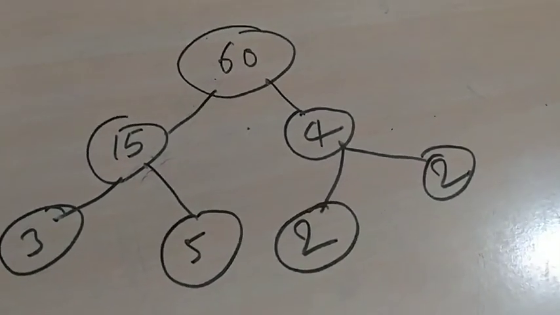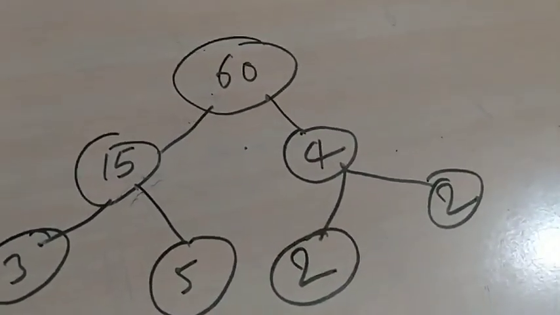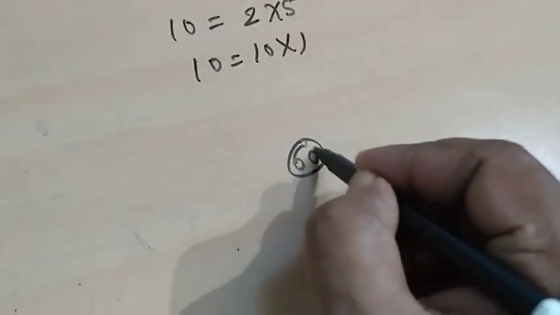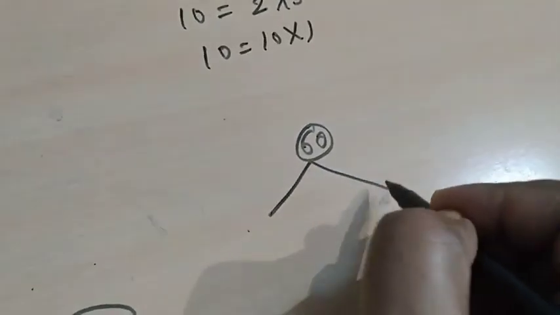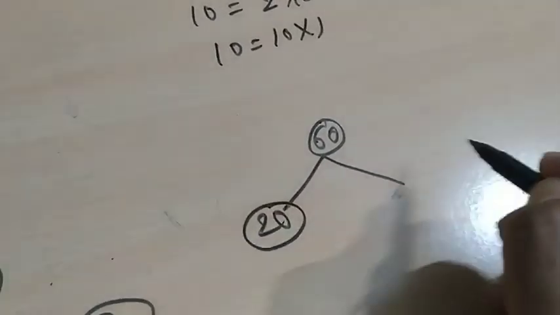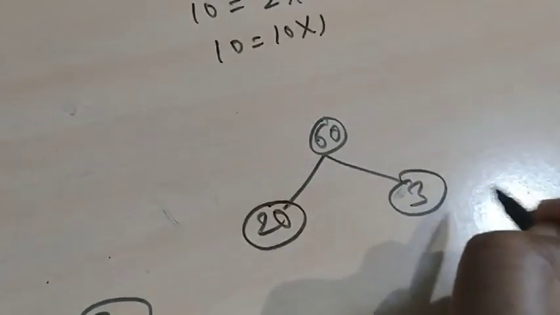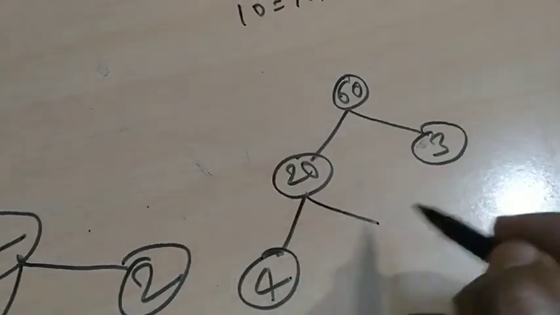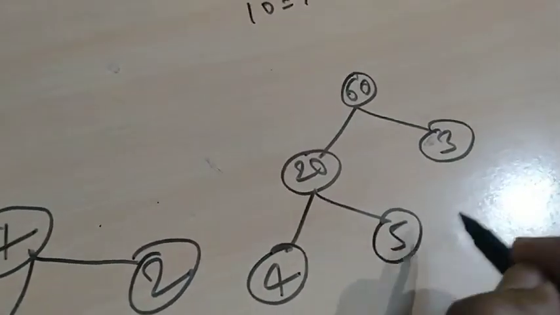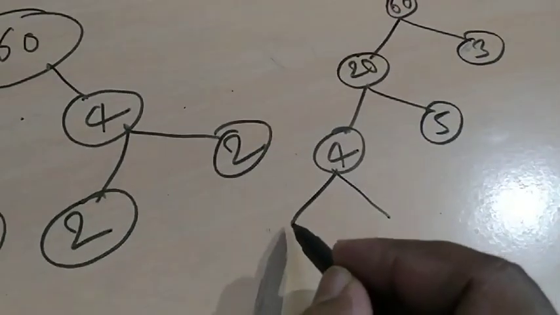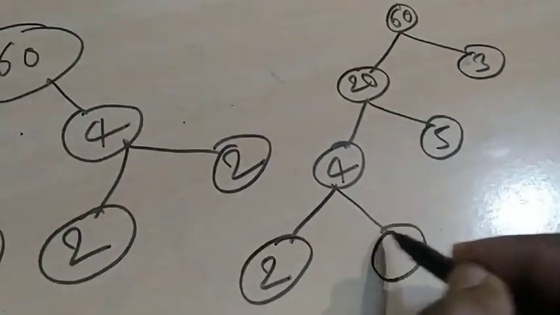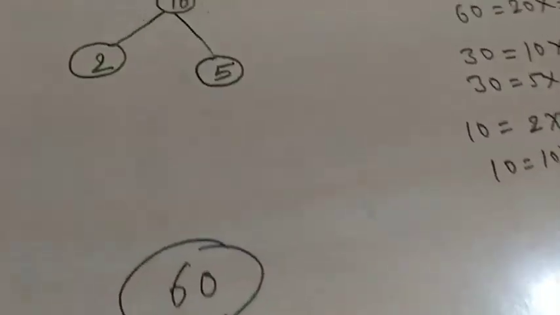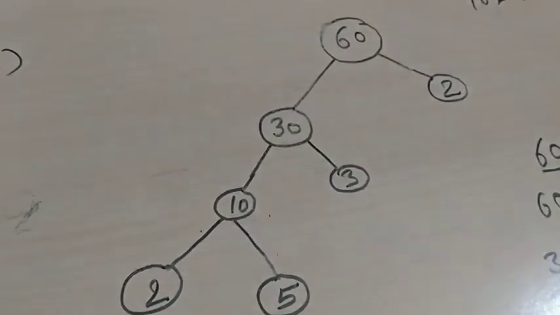Okay, if you want to break another way, you can see like here, this is 60, break it in the form of 20 into 3. 60, you can break it 4 into 5. Also you can break it 2 into 2. This is called prime factorization. Okay, by factor 3. This is called prime factorization by factor 3.